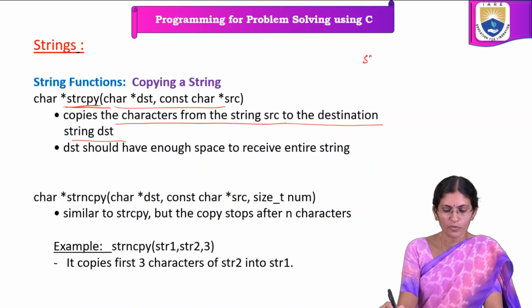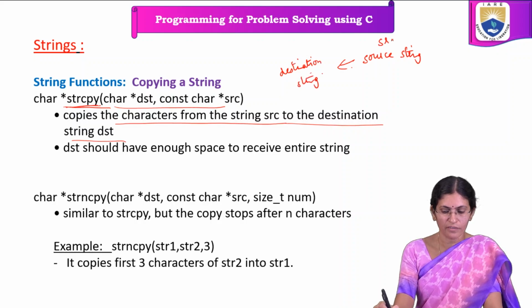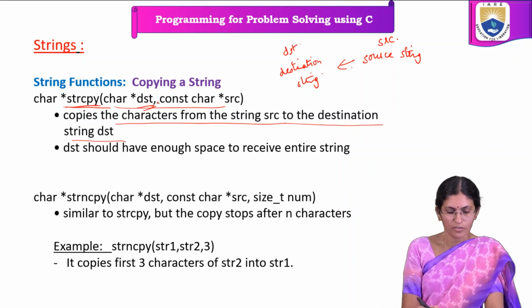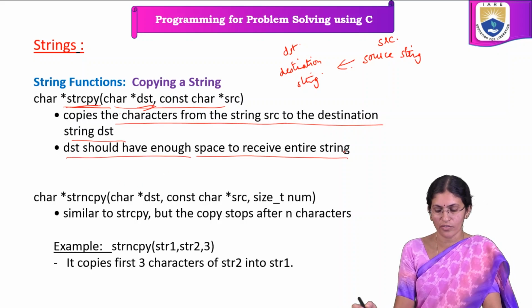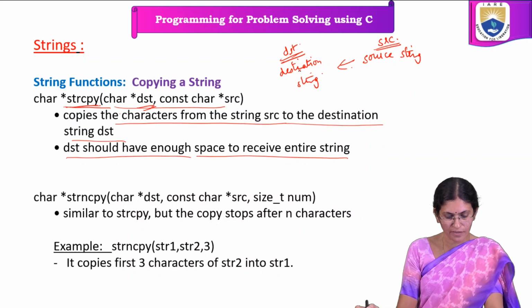Suppose we have a source string. The contents of the source string are to be copied to the destination string. Your source string is given by src and destination string is given by dst. They are declared as character pointers. DST should have enough space to receive the entire string. The destination string should be able to copy all the contents of the source string.